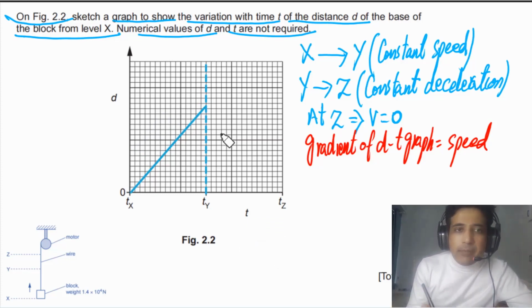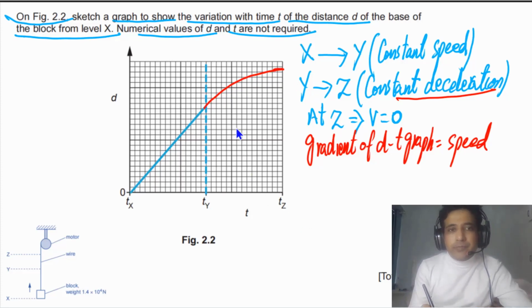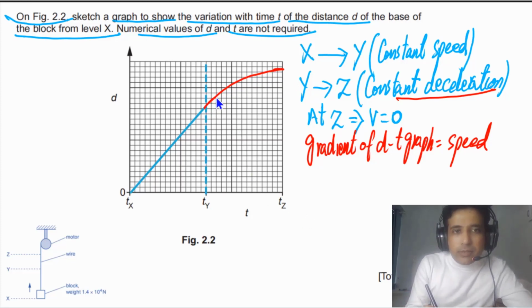And between y and z, the block has constant deceleration. It means that the speed of the block is decreasing. So the gradient of the graph has to decrease. So simply you can draw like this with decreasing gradient. And finally at z, this has to be horizontal because the block stops. So this part has to be about horizontal at z. So this is how you can draw the graph. If you sketch like this, you will get the marks for this graph.